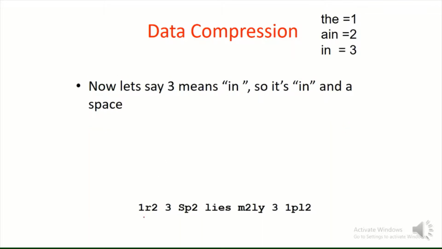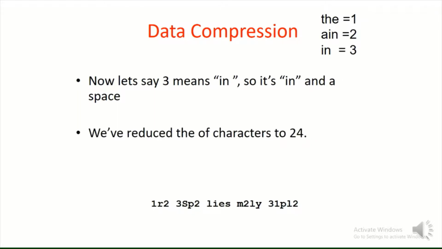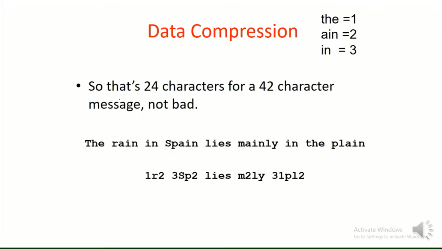Now we will replace wherever you have "IN", which has been replaced with 3. The 3 means it will be "in" and a space. What are you doing now? With "in" you have a space also, so that is represented by 3. Now you have come from 42 down to 24. That is your compression. This is the way you have achieved your compression.